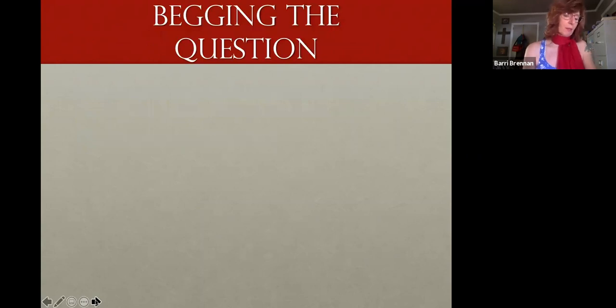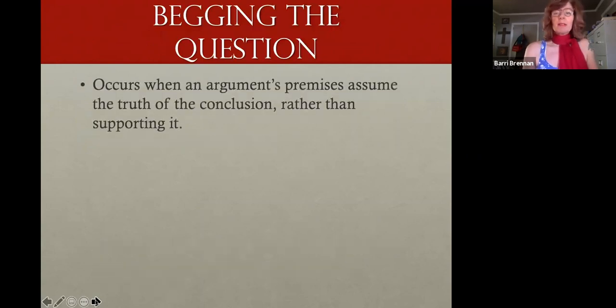Okay, first fallacy, begging the question. So this basically, and I was just saying this, the student actually used this in class, occurs when an argument's premise assumes the truth of the conclusion rather than supporting it. I'm going to give you a couple examples. So basically, you're trying to prove your assertion by repeating what you said just in a different way.